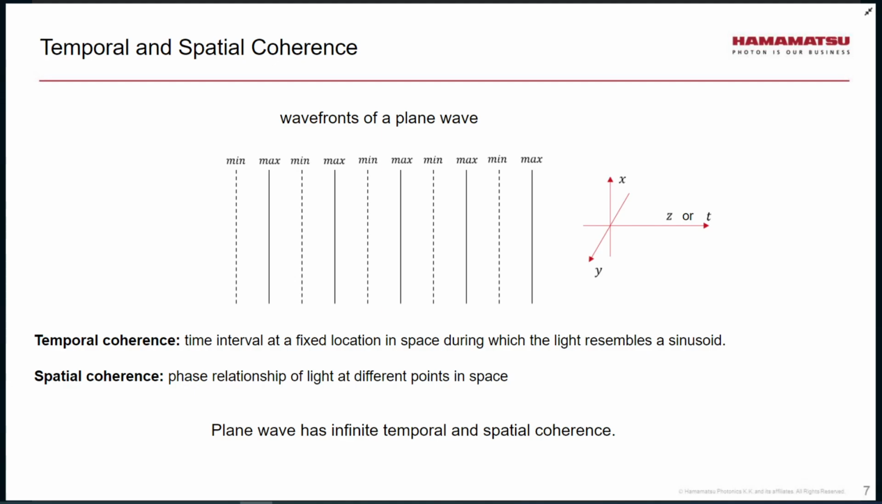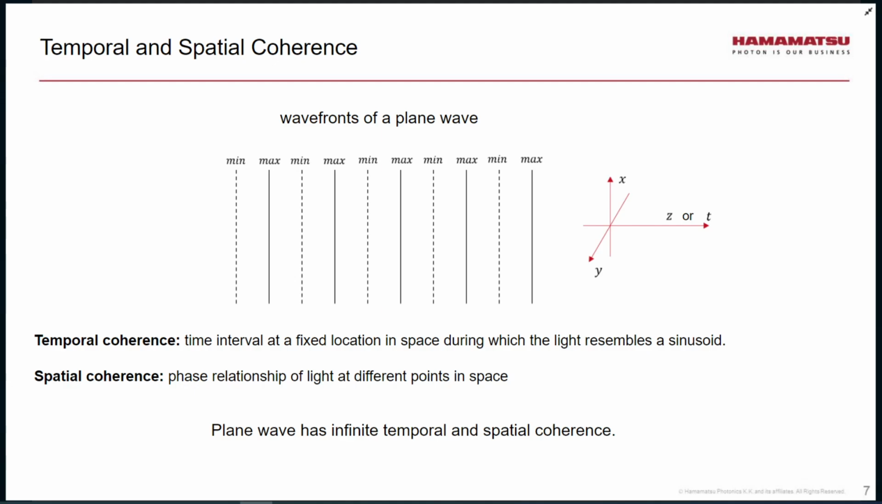So let's look at temporal coherence. Suppose I am at some location in space and light is passing my location. I'm going to note the phase of the electromagnetic wave, let's say the phase of the electric field. If there is a time interval where that phase relationship repeats itself, we would say that there is a temporal coherence to this light. What we see on this slide are wavefronts of a plane wave. I should point out that the plane wave has a perfect temporal coherence. There's a perfect phase relationship.